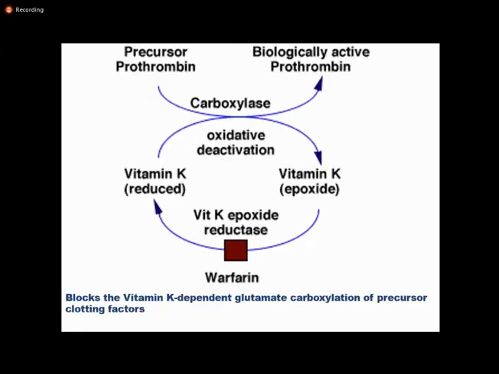Now the mechanism of action. There are certain clotting factors whose synthesis is vitamin K dependent. These clotting factors are synthesized in the liver in the presence of vitamin K. And which form of vitamin K? Reduced form of vitamin K is necessary for the synthesis of these clotting factors. The clotting factors are 2, 7, 9, 10. These are synthesized in the liver in the presence of the reduced form of vitamin K.